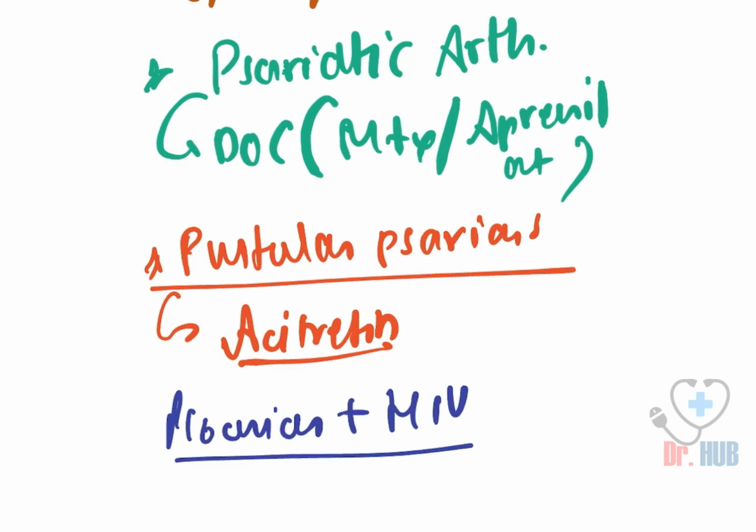Now we look at another type, psoriasis in patients with HIV. For psoriasis in patients with HIV, the DOC is acitretin.